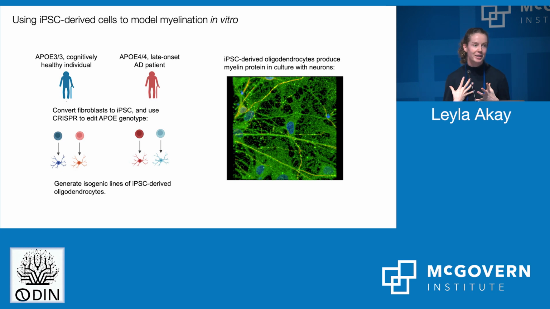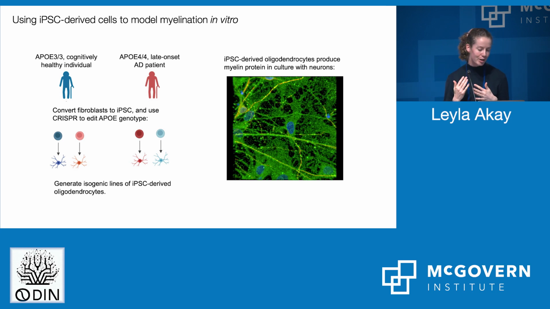So we used a technique called induced pluripotent stem cells. And so what we can do is take fibroblasts or skin cells from individuals, and we can do this from people who are either homozygous for ApoE3 or homozygous for the risk gene ApoE4. Convert these fibroblasts into induced pluripotent stem cells and use CRISPR-Cas9 editing to edit the ApoE genotype. And what this allows us to do is to have isogenic sets of stem cell lines in which the genetic background is completely identical except for the ApoE genotype.